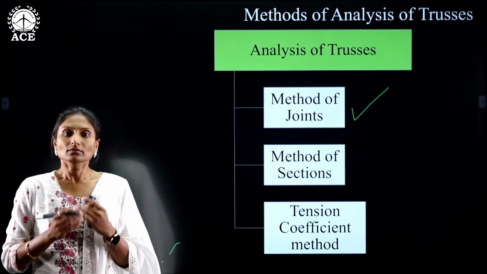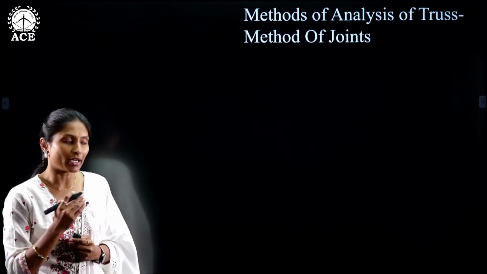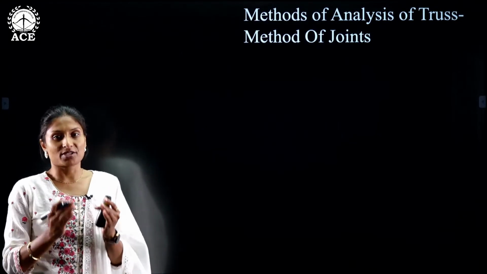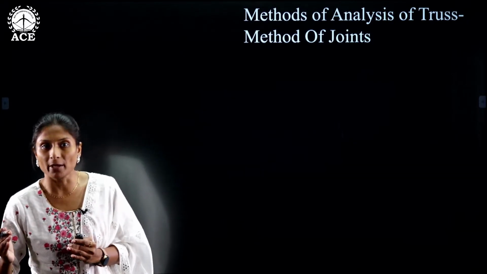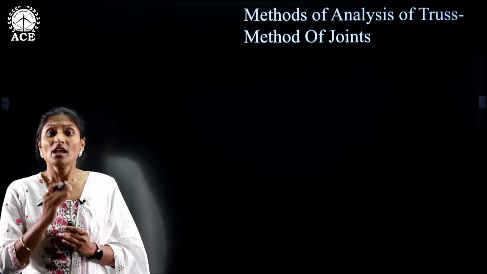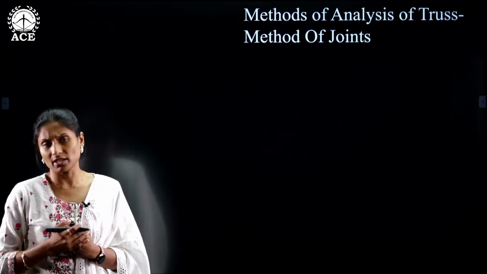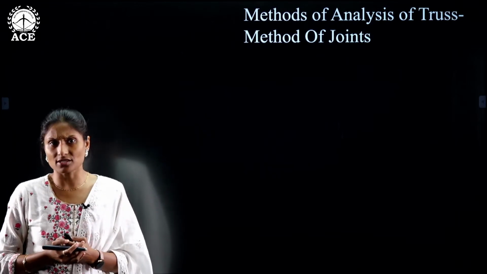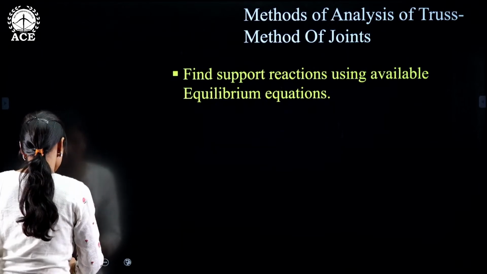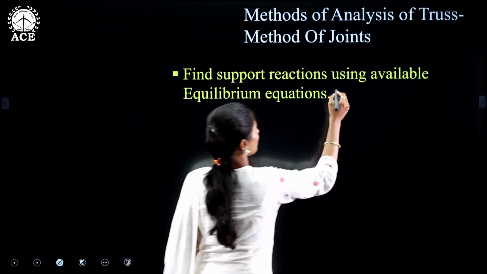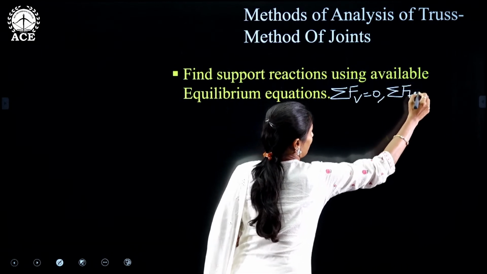Before going to solve a numerical, let us discuss a few very important points. So what are those points? The main objective of the analysis of a truss is to determine forces in each and every member of a truss. To do that, we have to calculate the reactions, right? So the first step will be calculation of reactions using the available equilibrium equations. What are the available equilibrium equations, as you all know? Sigma Fv equals 0. Sigma Fh equals 0.